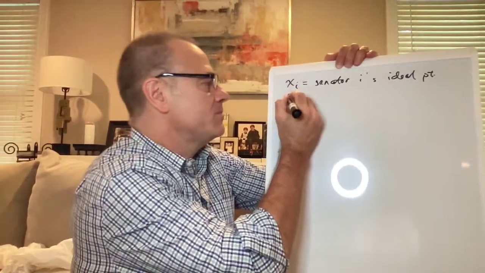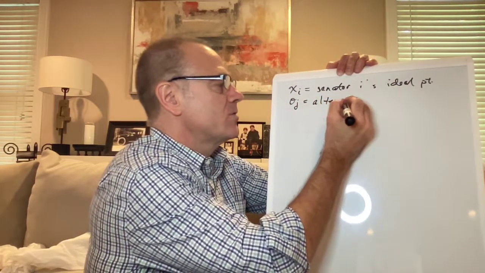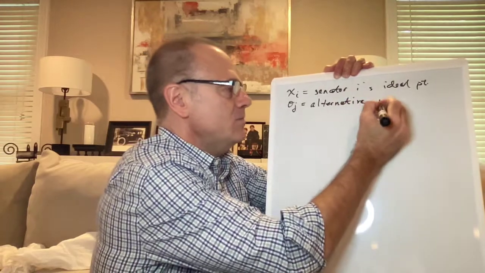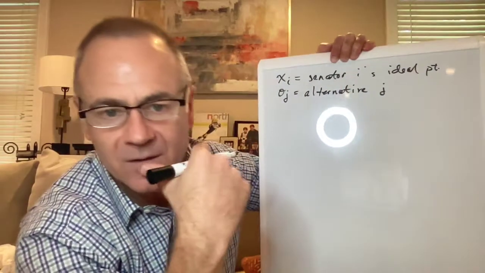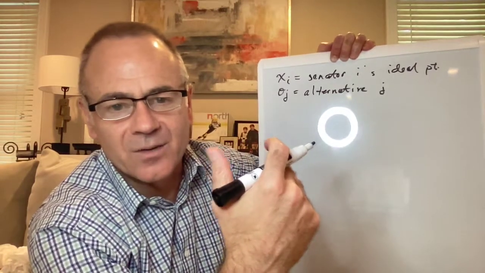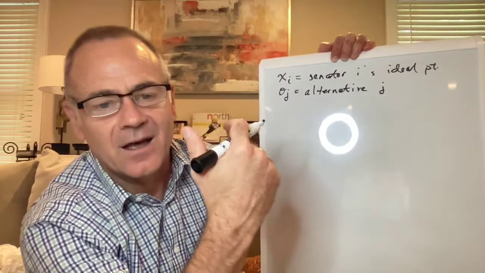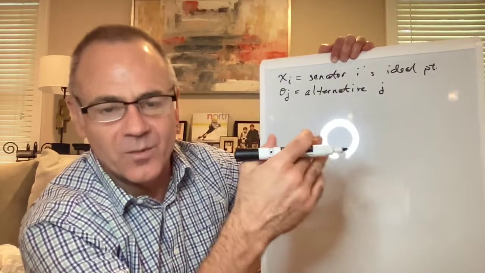Theta_j equals alternative j. And so what we're going to assume is that in these roll call votes, there's going to be a yay alternative and a nay alternative. Each one indicates a number for the minimum wage.